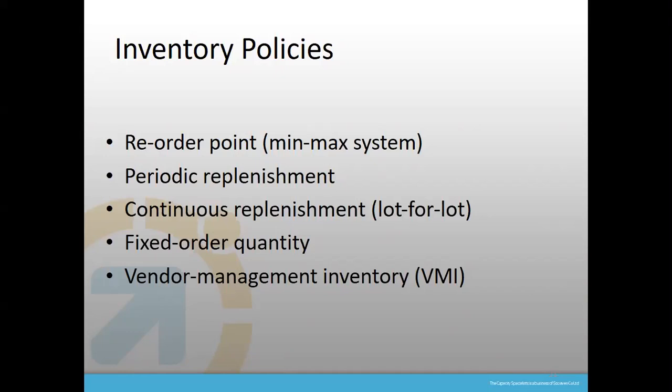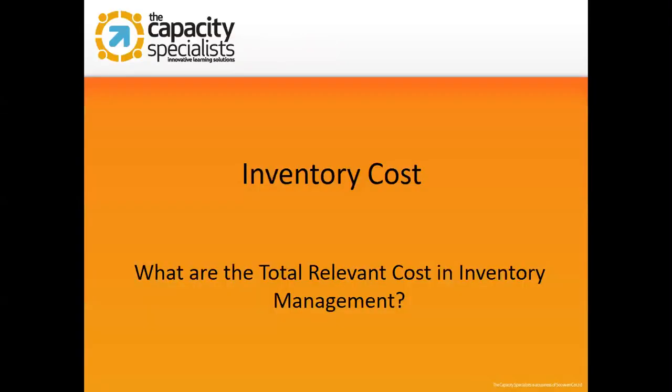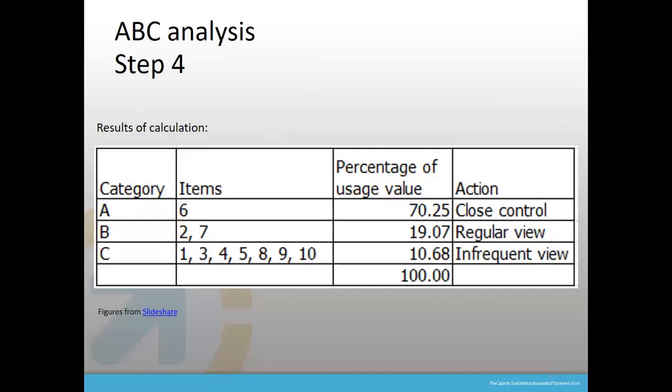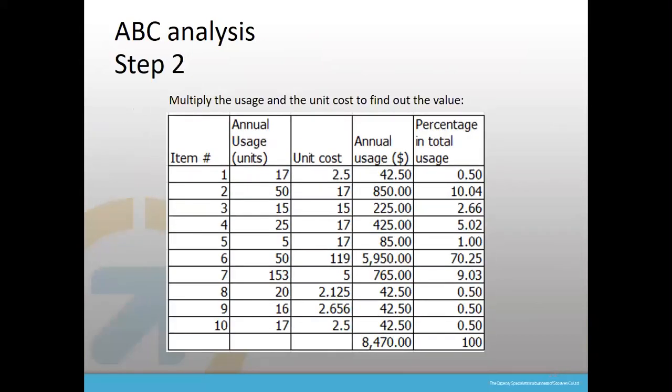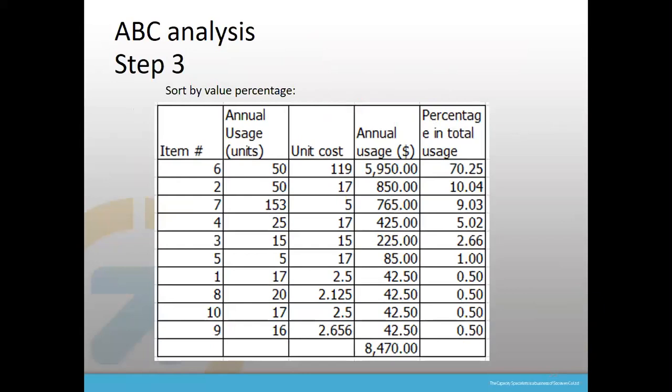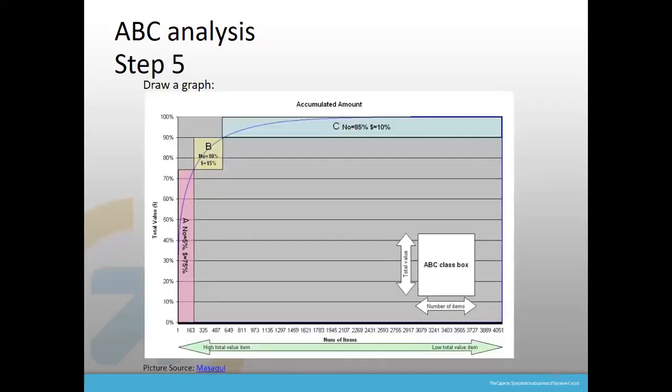In my example of the different items, you saw that the items at the bottom have prices like $2.125. I don't buy them one by one. I buy them maybe in bulks of 100 or 1,000. So I don't need to reorder very often. So I don't have the reorder cost so often. The ordering cost can be pretty high.